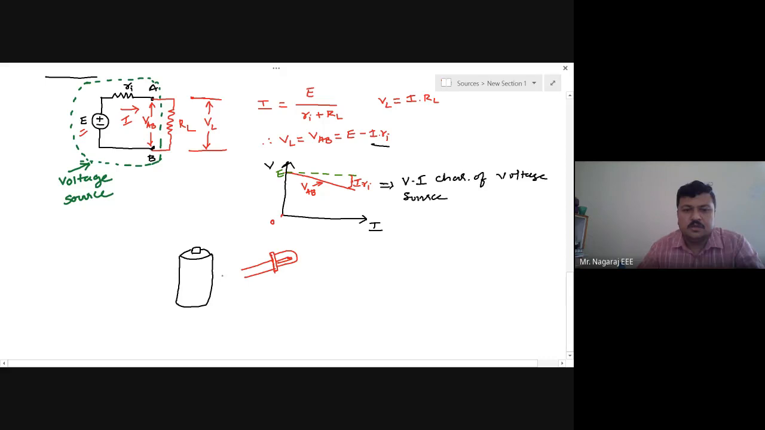Now I will do the connections. I will connect the positive to the anode of the LED. This is my connection. This is a practical connection: simply take an LED, connect it to the battery, and it will glow.